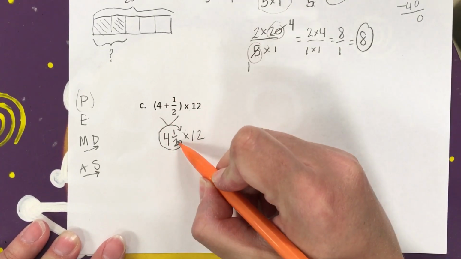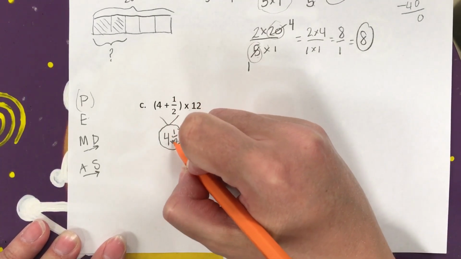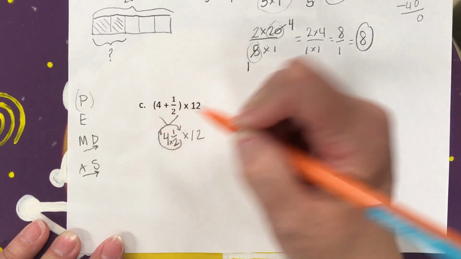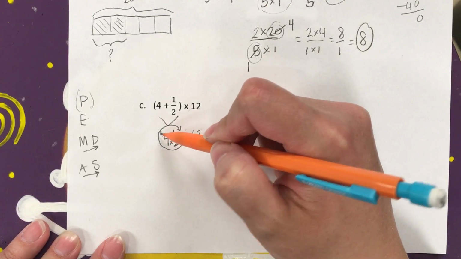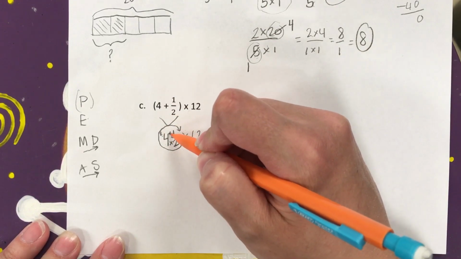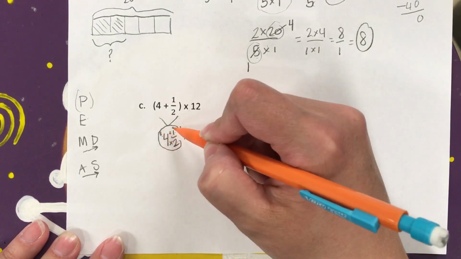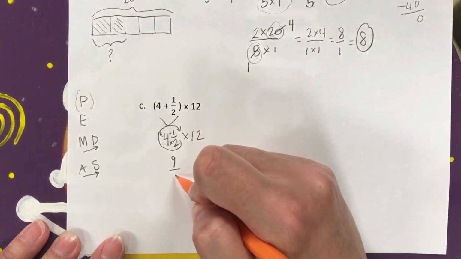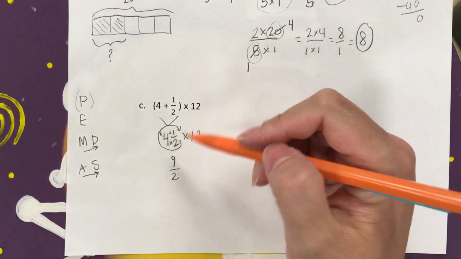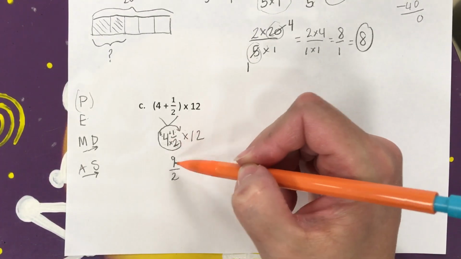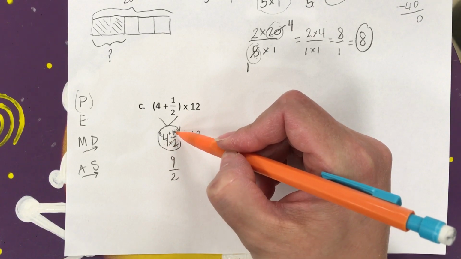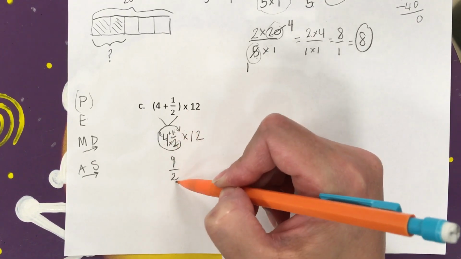So you start at the denominator, and I'm going to start by saying 2 times 4, and I know that's 8, right? So I keep that number 8 in my head. Now I'm going to add my numerator. 8 plus 1 is 9. I keep the same denominator, which was 2. So 4 1/2 is the same as 9/2. 2 times 4 is 8. 8 plus 1 is 9. Keep the same denominator, 9/2.